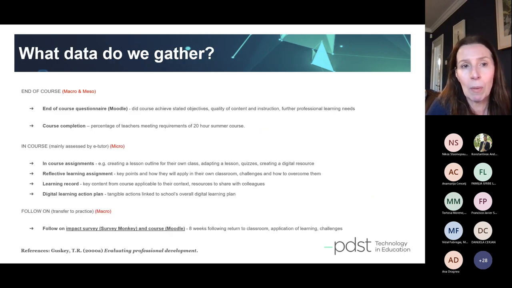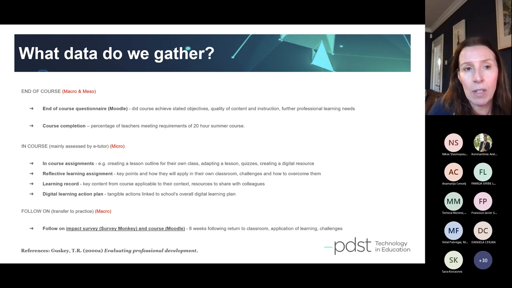So in terms of the data that we gather, I suppose the most straightforward is the end of course questionnaire, and I hope you can read that, the writing is very small. So the end of course questionnaire is: did the course achieve stated learning objectives, the quality of content, instruction, etc. And then course completion, what we would look at there is the percentage of teachers that have met the requirements for the 20-hour summer course. This is generally very high. And again, that is generally linked to the fact that there is an incentive for completion.